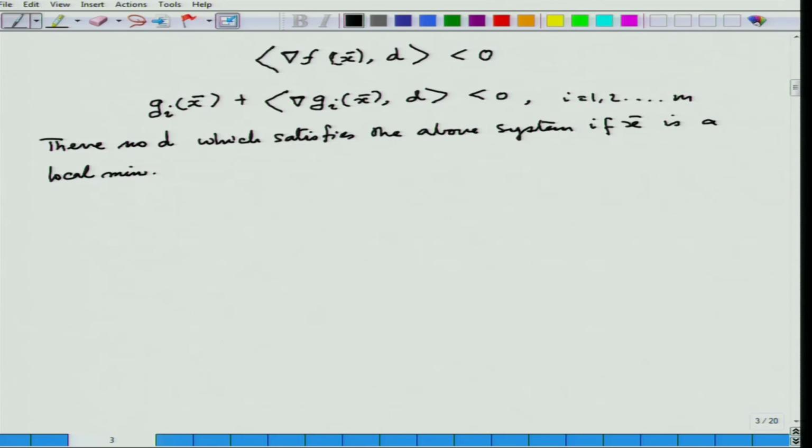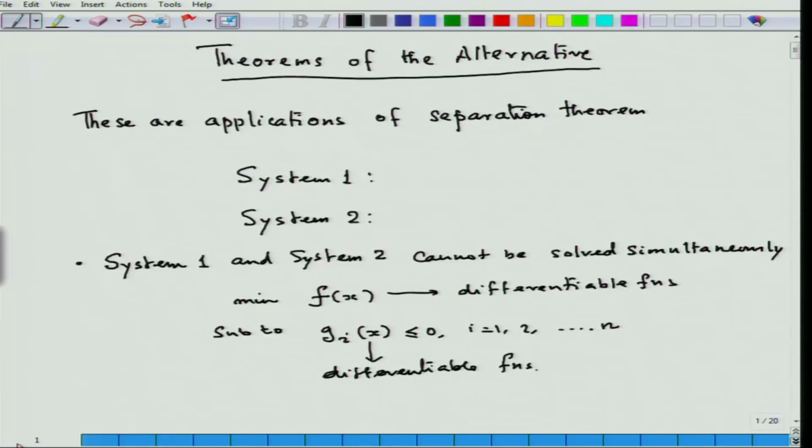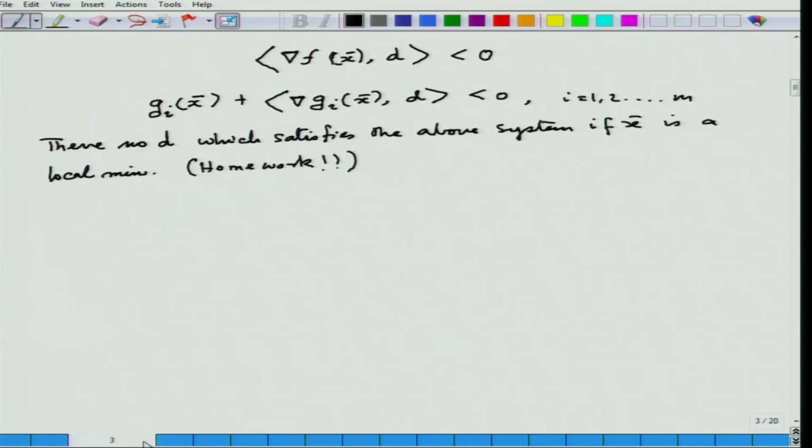You can figure this out quite well, and I would ask you to figure this out as homework: if x bar is a local minima to this problem, which we can call P, then this system has no solution.